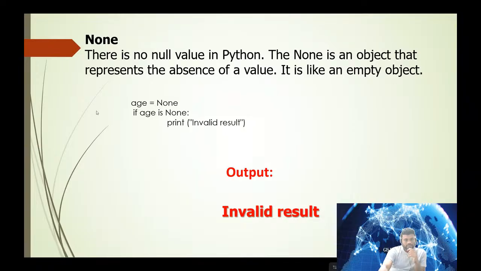So if age is None, print invalid result. If age is None, it has nothing in it. So here in the string you are writing print invalid result, so the output is invalid result. So this is the way of using the None reserved keyword.